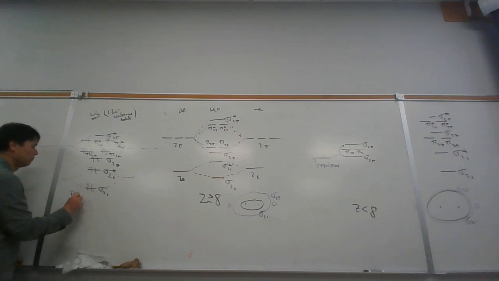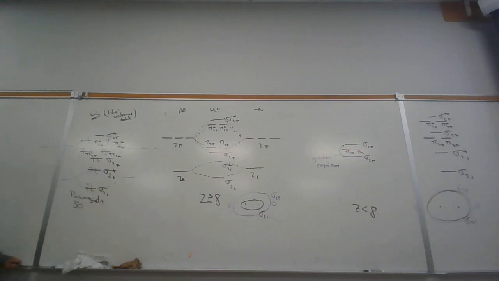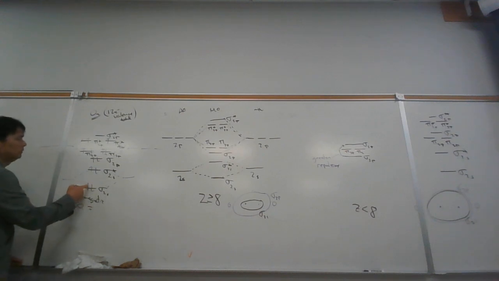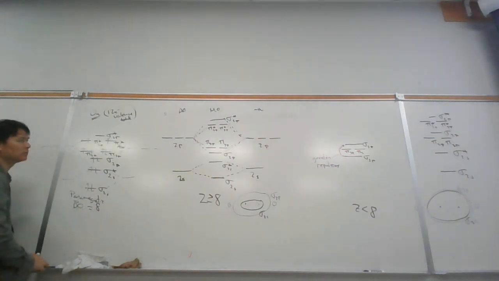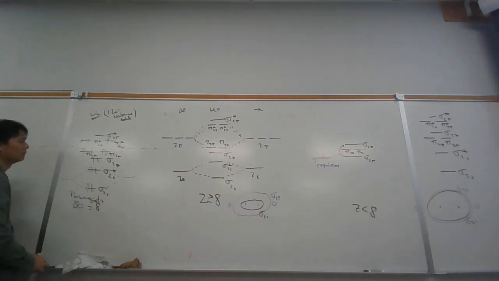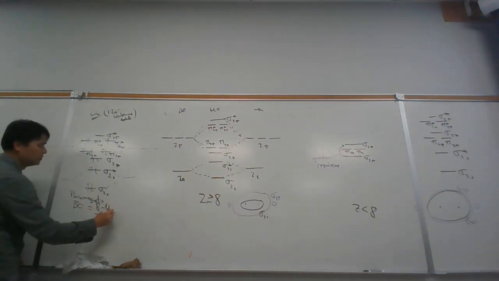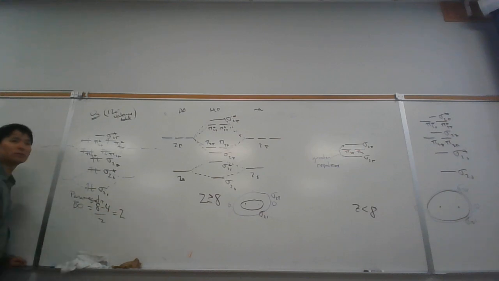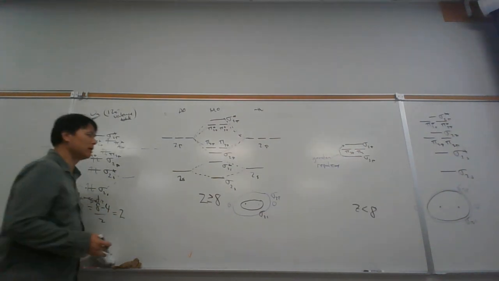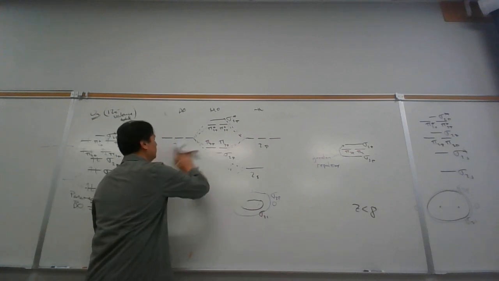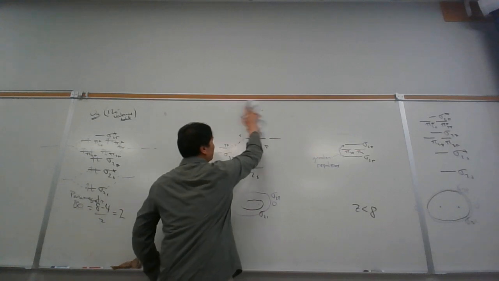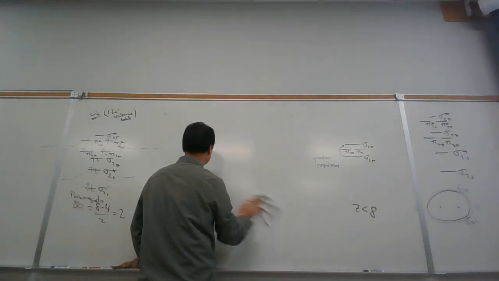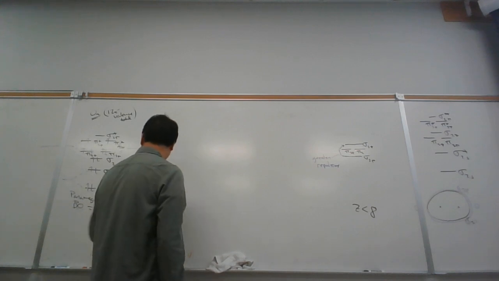Do we account for 2s or just 2p? You can count for all of them. The bond order is the number of bonding electrons. How many bonding electrons do we have? 2, 4, 6, 8. 8 bonding electrons minus the number of antibonding electrons. How many antibonding? We have 4. 4 divided by 2. The bond order is 2. It's a double bond. Essentially a double bond's worth. Because for every antibonding electron, that's going to cancel out one bonding electron. So we want net bonding electrons.